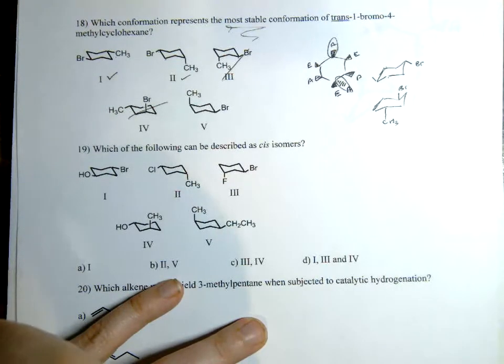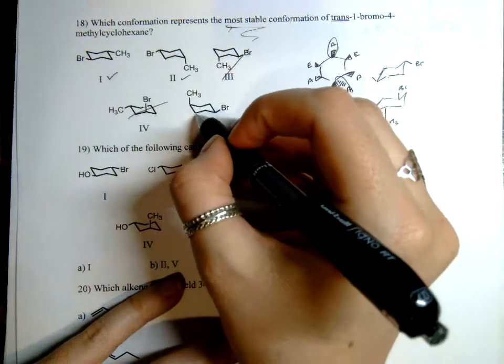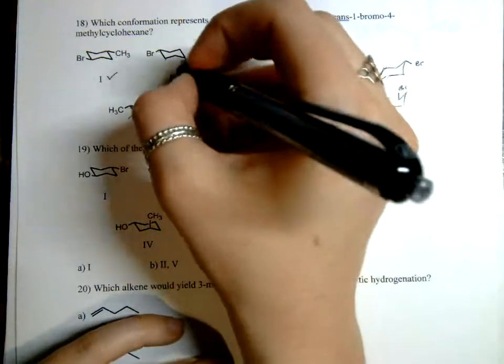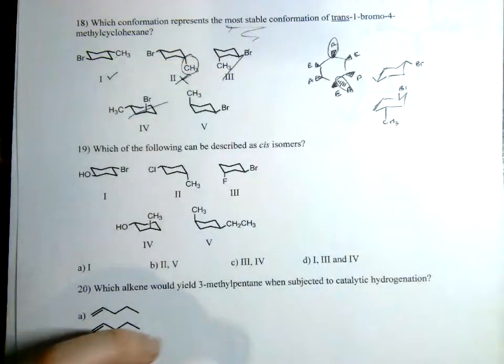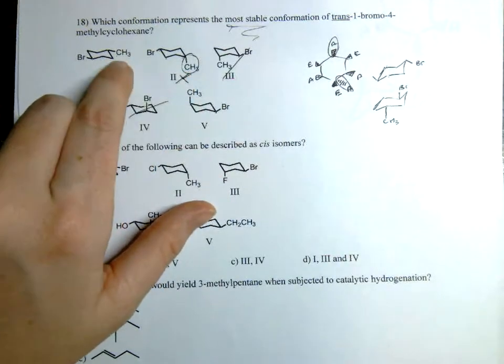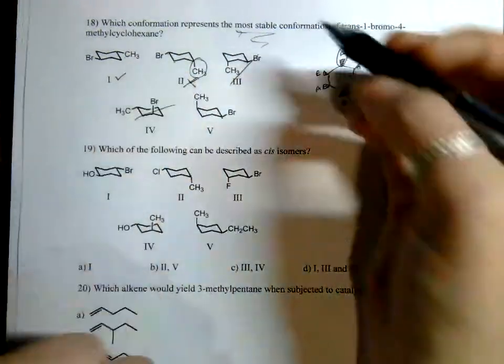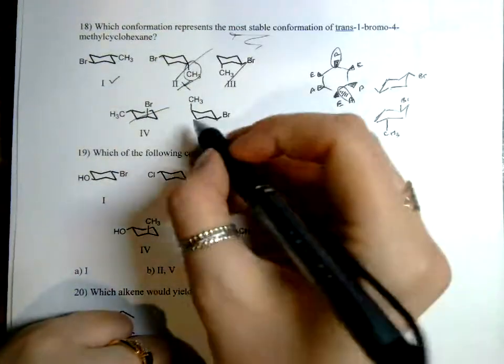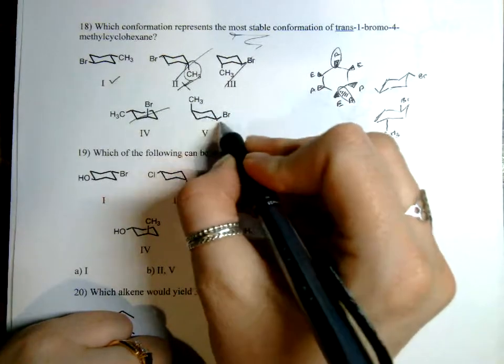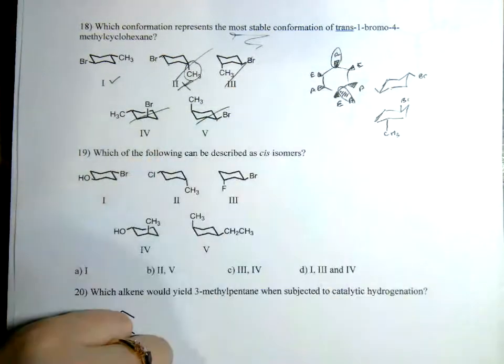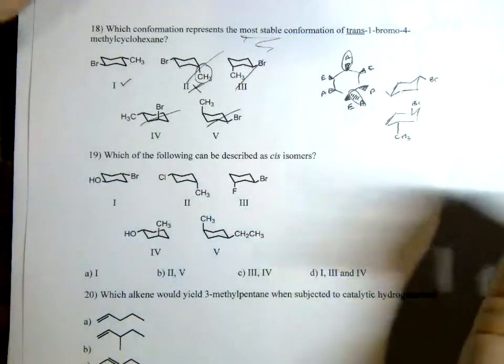And 1, 2, 3, 4. Oh wait, I just realized this one is axial, so that's not right. These are both equatorial. This is pointing straight down. That's axial, so that's not right either. And this, they're 4 apart. This one's axial and this one's equatorial, so that's not right. But so this is kind of a tricky question.